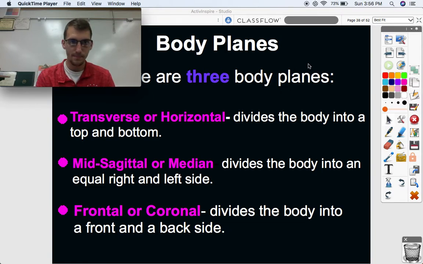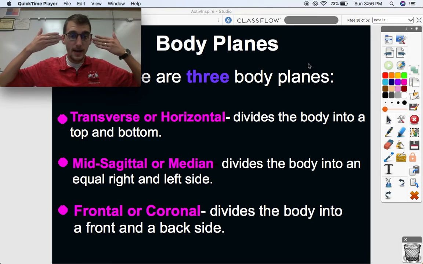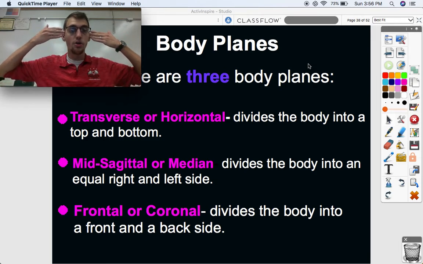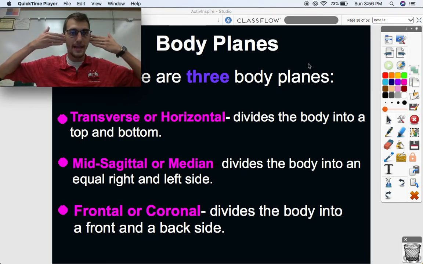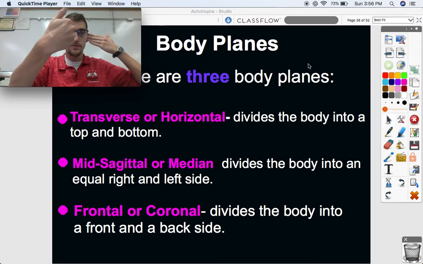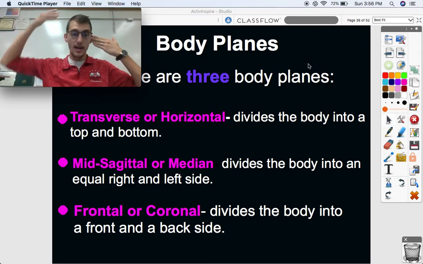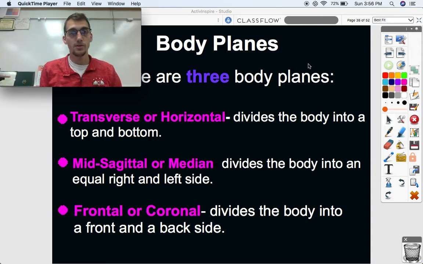All right? And then finally, if you divide my body into a front and back side, that is called the frontal or the coronal plane. All right, so if I'm viewing structures from this viewpoint or from that viewpoint, that is studying structures with respect to the frontal or coronal plane.